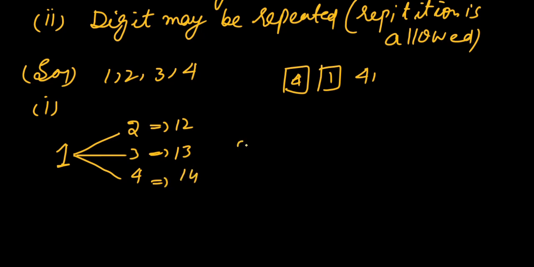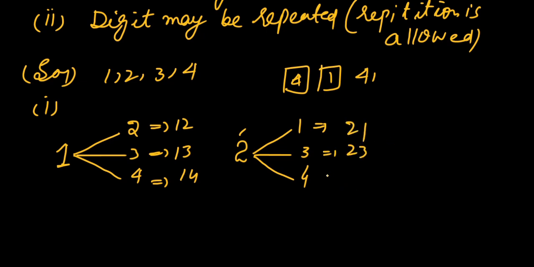Similarly, if your starting digit is 2, then your second digit is 1, or it may be 3, and the last digit is 4. You cannot write 2 here because we have already used 2. So repetition is not allowed, and you cannot repeat any digit again. So from here, the numbers are 21, 23, 24.